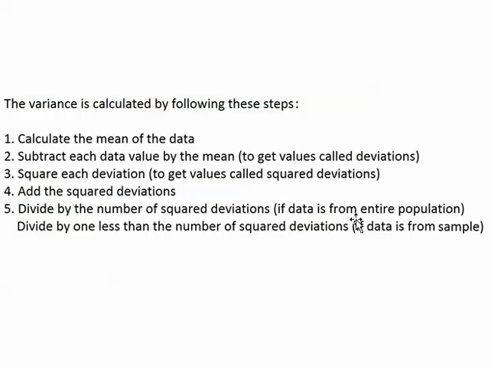If the data comes from an entire population, you divide the total by the number of squared deviations. If the data comes from a sample, you actually divide the total by one less than the number of squared deviations. The formula has to be adjusted slightly if the data comes from a sample. We'll go over an example of how to find the variance with data from an entire population, and an example of how to find the variance with data from a sample.